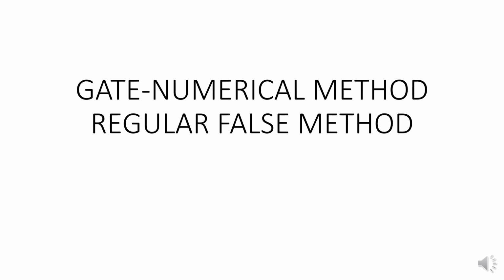In this video, we will see the second numerical method. Earlier we saw a numerical method, the bisection method. Now we will see the regula falsi method in this video. Earlier we saw xi is equal to a plus b by 2. This is the bisection method.